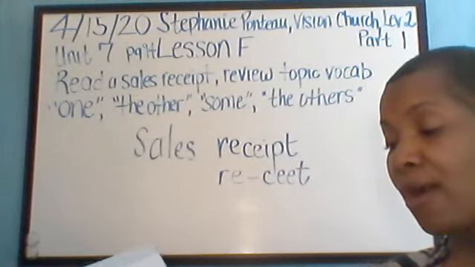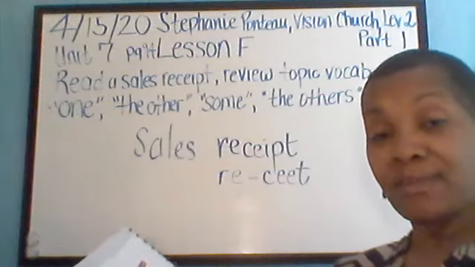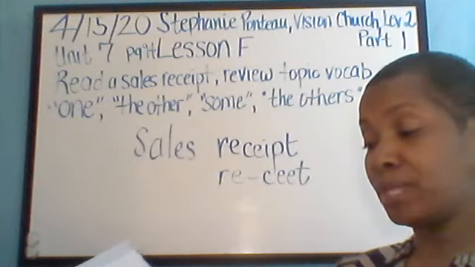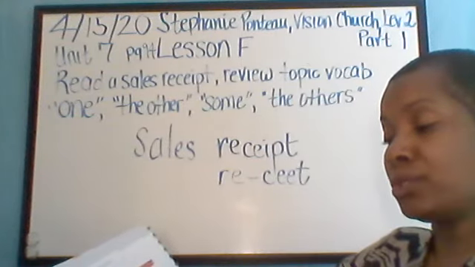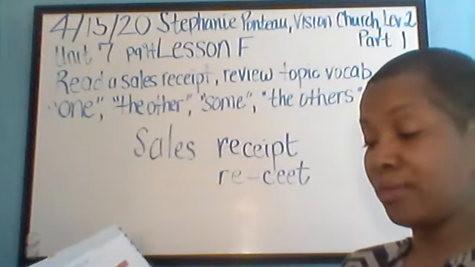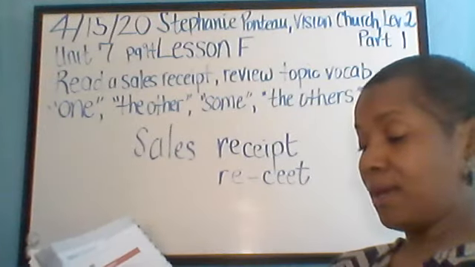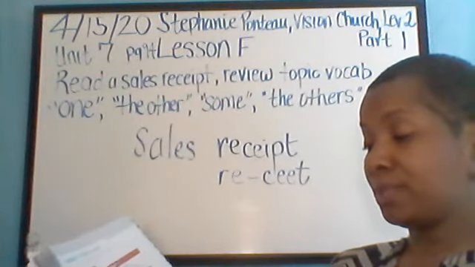Now you see how cheapest, that is the superlative form of the adjective cheap because we're comparing 1, 2, 3, 4 items on that receipt. So that's why we needed to use the superlative. All right, so which item is the cheapest?